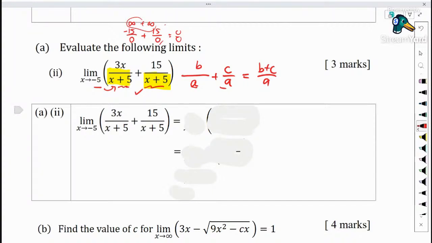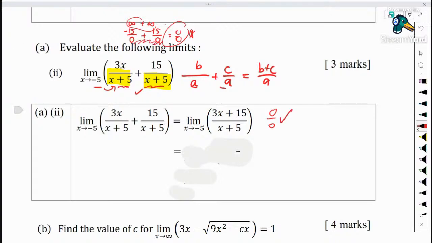And as a result, what I have for my answer here is 3x plus 15 over x plus 5. In this case, if I do direct substitution, I will have the answer of 0 over 0, like what we see just now. But anyway, it is not proper to interpret 0 over 0 in this form.